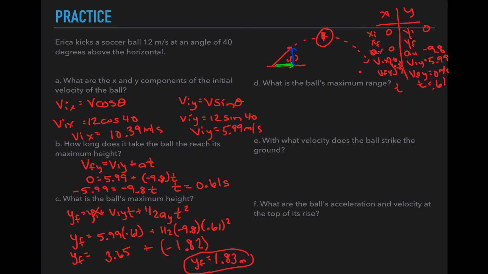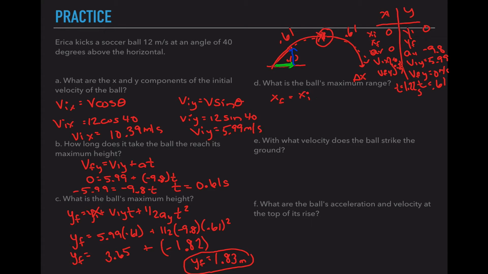Now for the next problem, what is the ball's maximum range? Range is how we indicate the horizontal motion. So right now we are looking for xf, but there's one more piece of information that we have not written in yet, and that is the time in the x direction. If we knew it took 0.61 seconds to go to the top of the path, we know it has to take 0.61 seconds to go back to the bottom. So our time in the x direction is actually 1.22 seconds. 0.61 times 2.